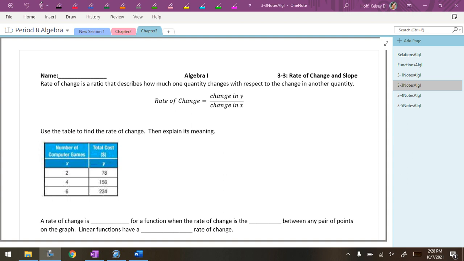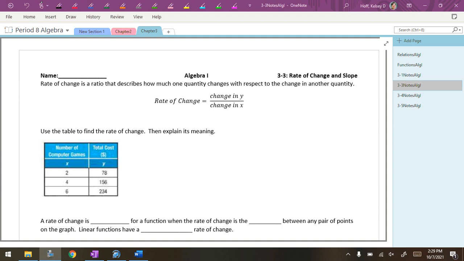Remember, ratio is a fancy word for equation. It talks about a change in one quantity with respect to a change in another quantity. A way of talking about rate of change is change in y over change in x. Correct. Change in y over change in x.